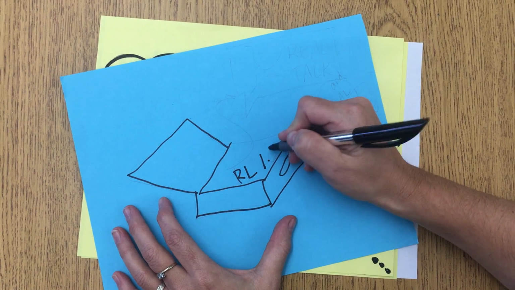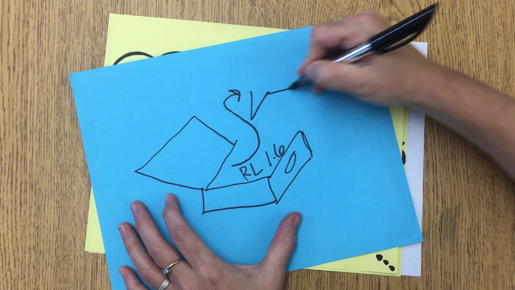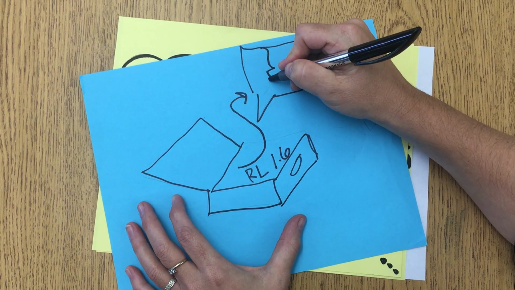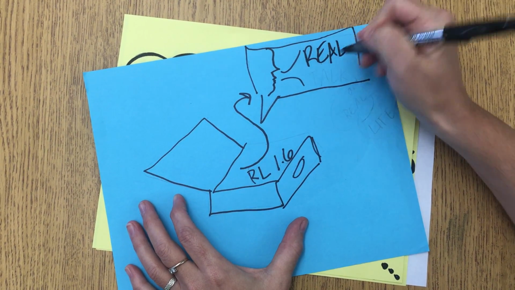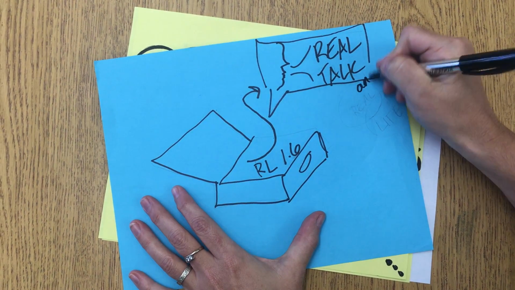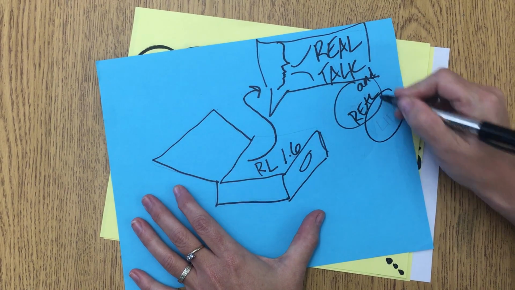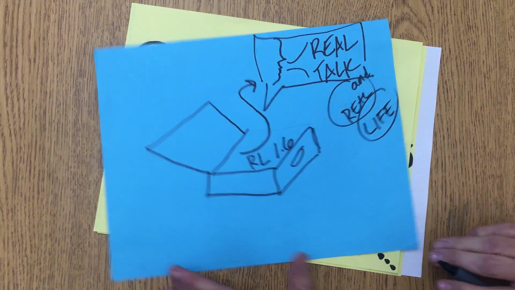So think about standard 1.6. One person is going to give it to the team in real talk. That person will define the standard for everybody in the team and make sure that it comes across so everyone understands the standard. That person will also connect it to real life for our students to make sure they're engaged.